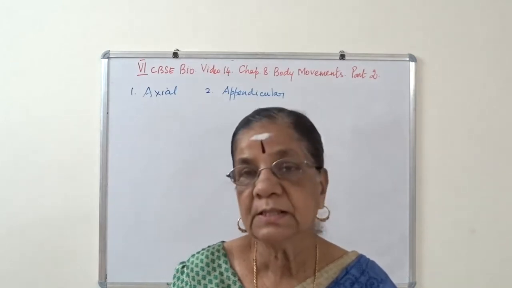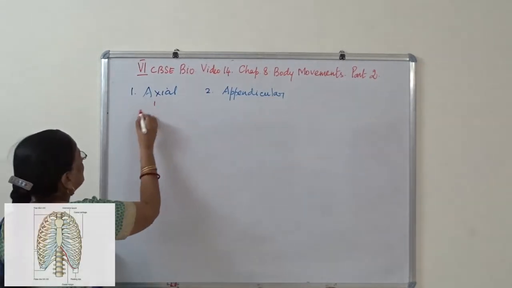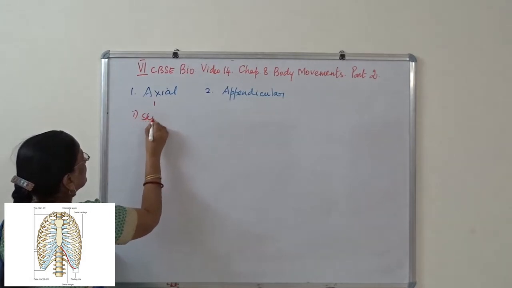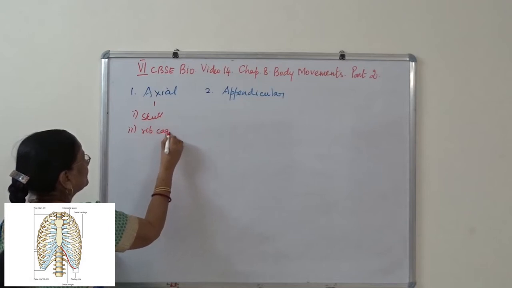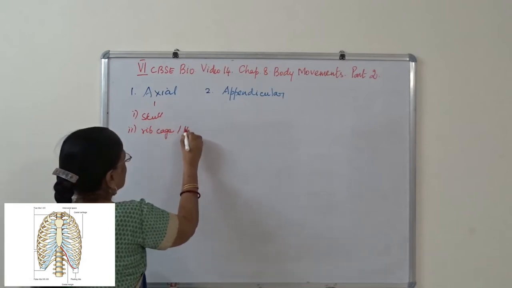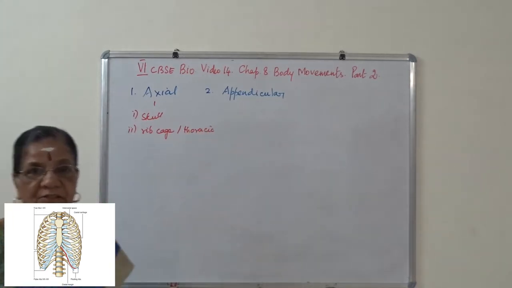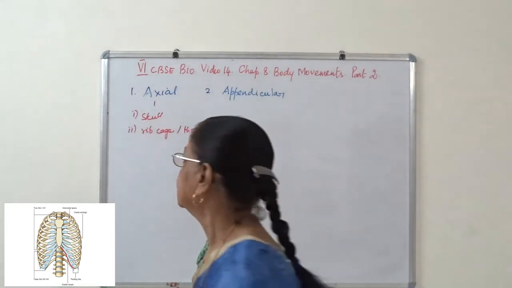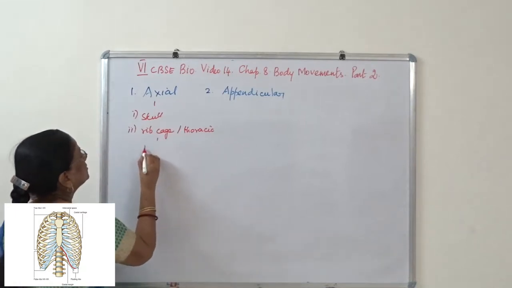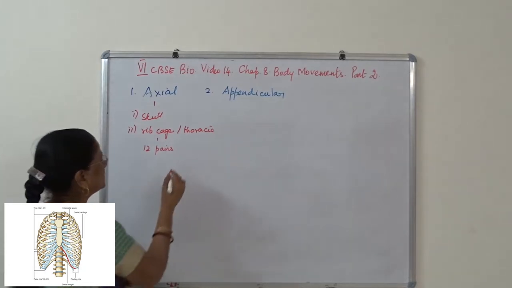The next one is the chest cavity or rib cage. First was the skull position. The second one is the rib cage or the thoracic cavity. The chest portion is there. That's the rib cage. Now in this rib cage, there are 12 pairs of ribs.